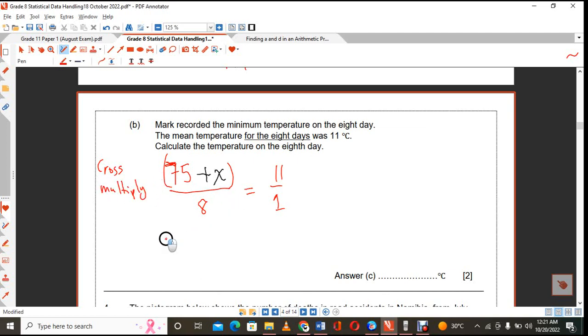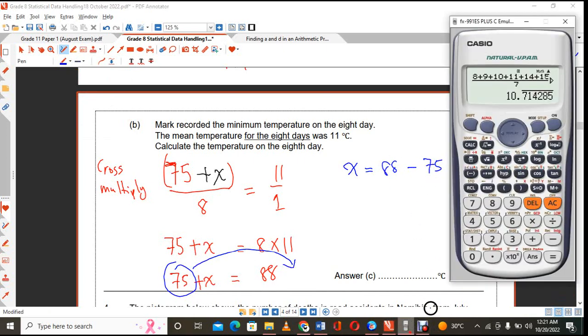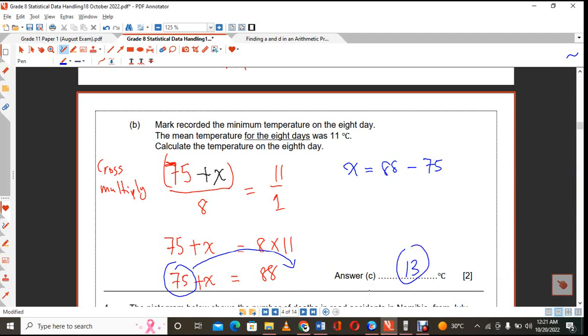So you are going to say 75 plus x times 1, and then 8 times 11. That is 88 there, and that is 75 plus x. Right, so that 88, that 75 will have to go all the way over there. So x is going to be 88 take away 75. All right, so you say 88 minus 75, and you get 13. So on the 8th day, the temperature was 13 degrees Celsius.